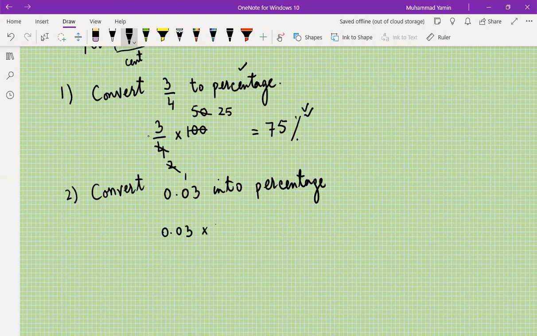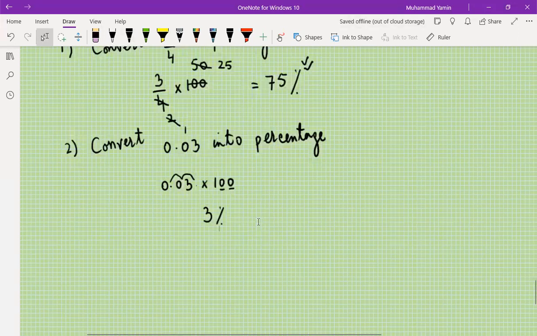0.03 multiplied by 100. Whenever 100, 1000 or any such value with zeros is getting multiplied with a decimal value, we simply shift the decimal forward, according to the number of zeros. In 100, there are 2 zeros, so this decimal will be shifted 2 steps forward. That gives us 003, and we take only the number 3 with the percentage sign. This is the first category that we should know, converting any value to percentage.